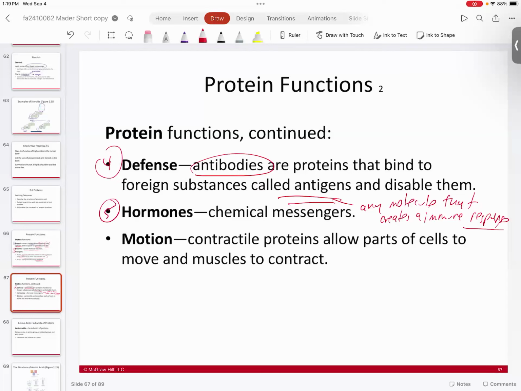Hormones. You have lots of hormones in your body, not just the steroid hormones like testosterone and estrogen, but you also have a lot of protein hormones like insulin, things like that. These are basically chemical messengers that will help to coordinate the activities of your cells and your tissues across your body into a coordinated global multi-system response toward a particular situation that's happening in your body. Also motion and movement. For instance, muscle contraction.